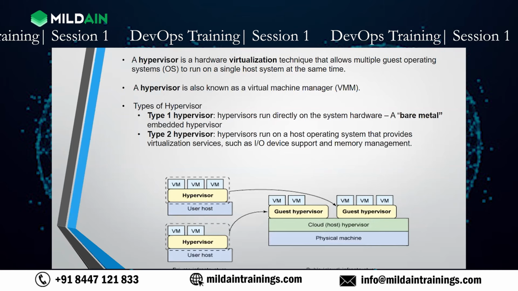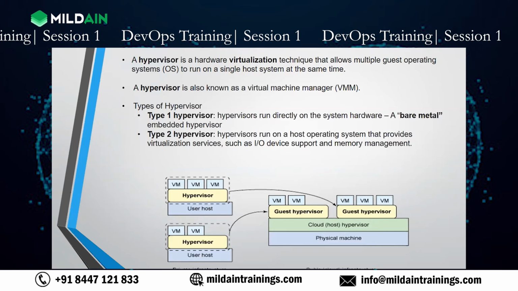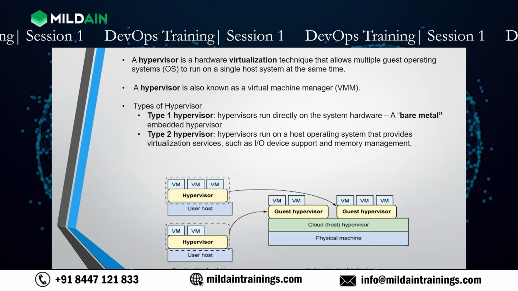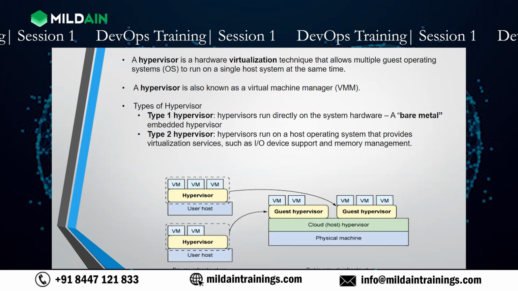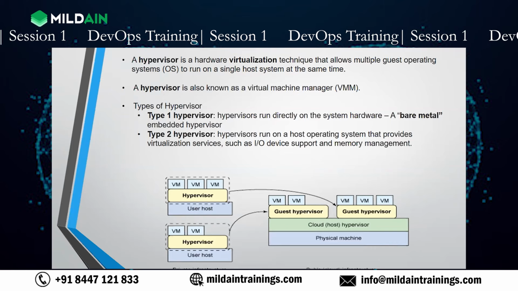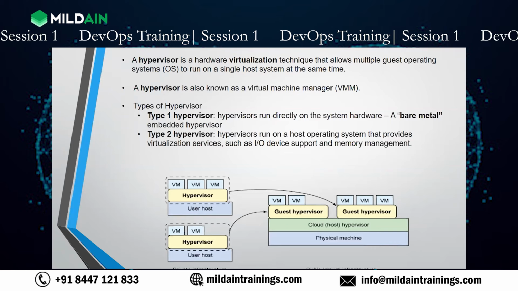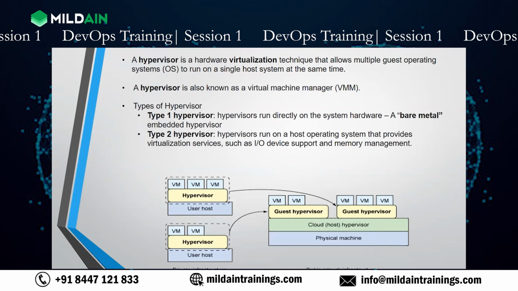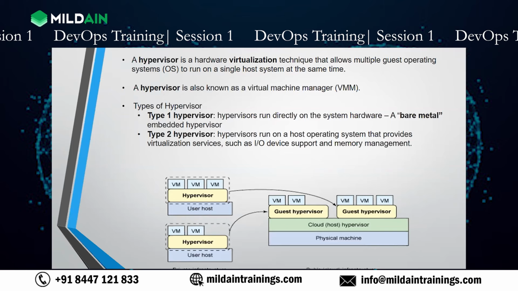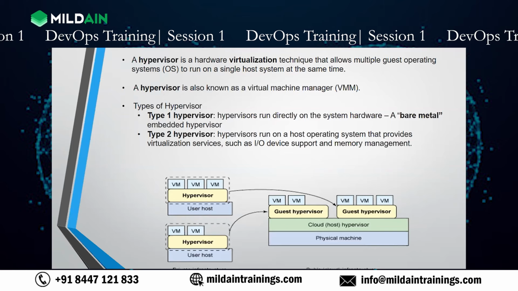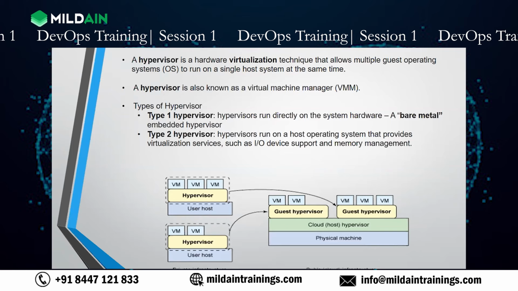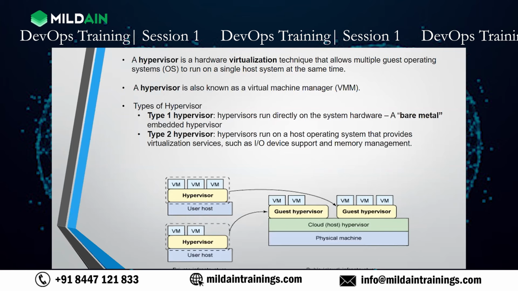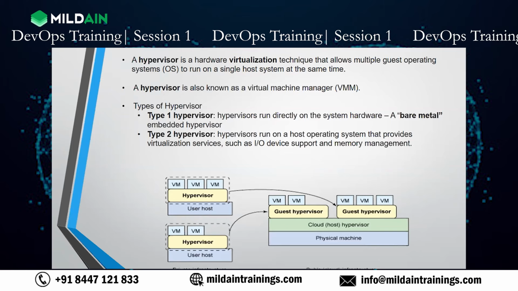There are two types of hypervisor. The bare metal hypervisor is also called an embedded hypervisor because it runs directly on the system hardware. The other type is the host operating system hypervisor, a type 2 hypervisor, which provides virtualized services such as IO device support and memory management. The bare metal, embedded hypervisor connects directly with the system hardware.